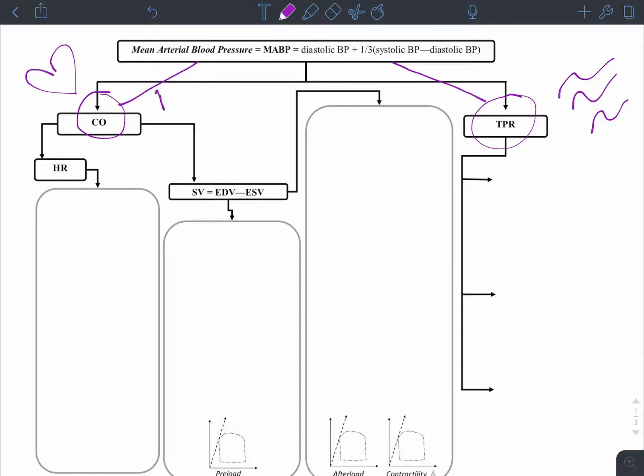So if cardiac output increases, blood pressure increases. If total peripheral resistance increases, blood pressure also increases, and if it decreases, blood pressure decreases.